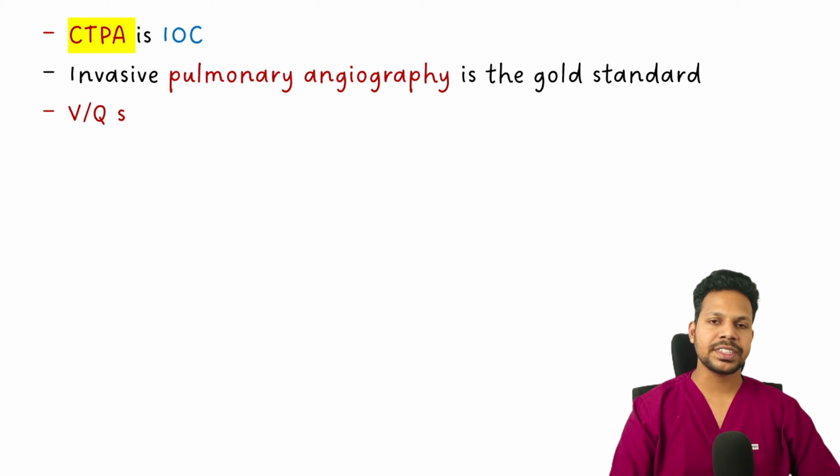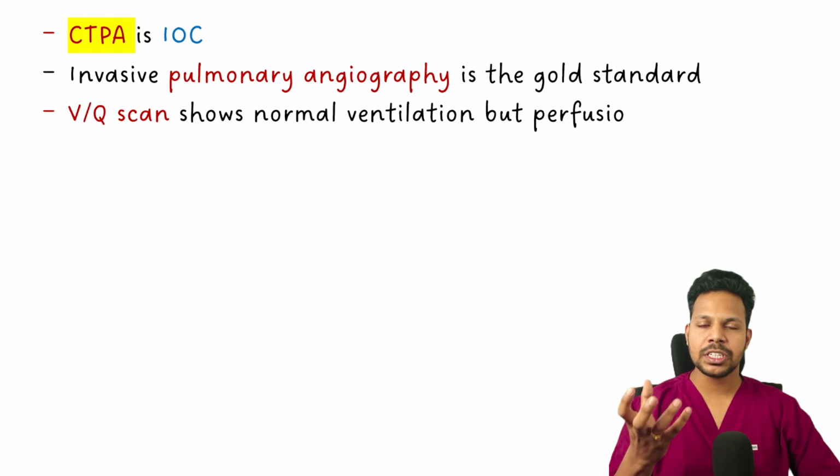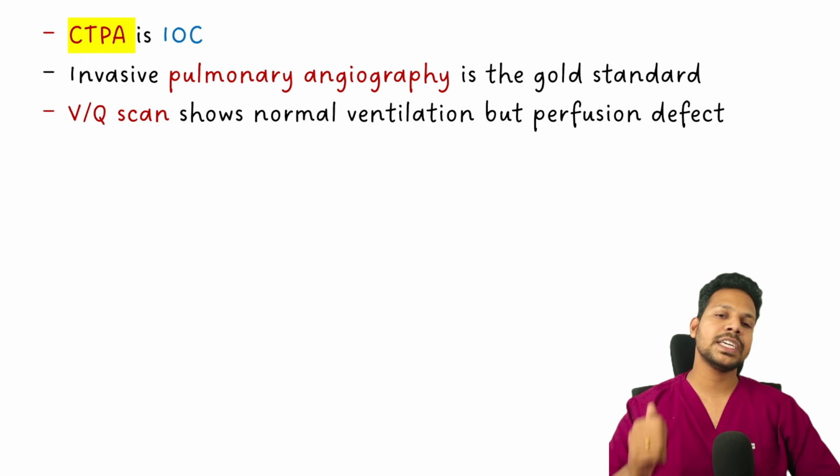And the ventilation perfusion scan. Like we already discussed, there is normal ventilation but the perfusion is reduced. That is visible in VQ scan if you want to do it.